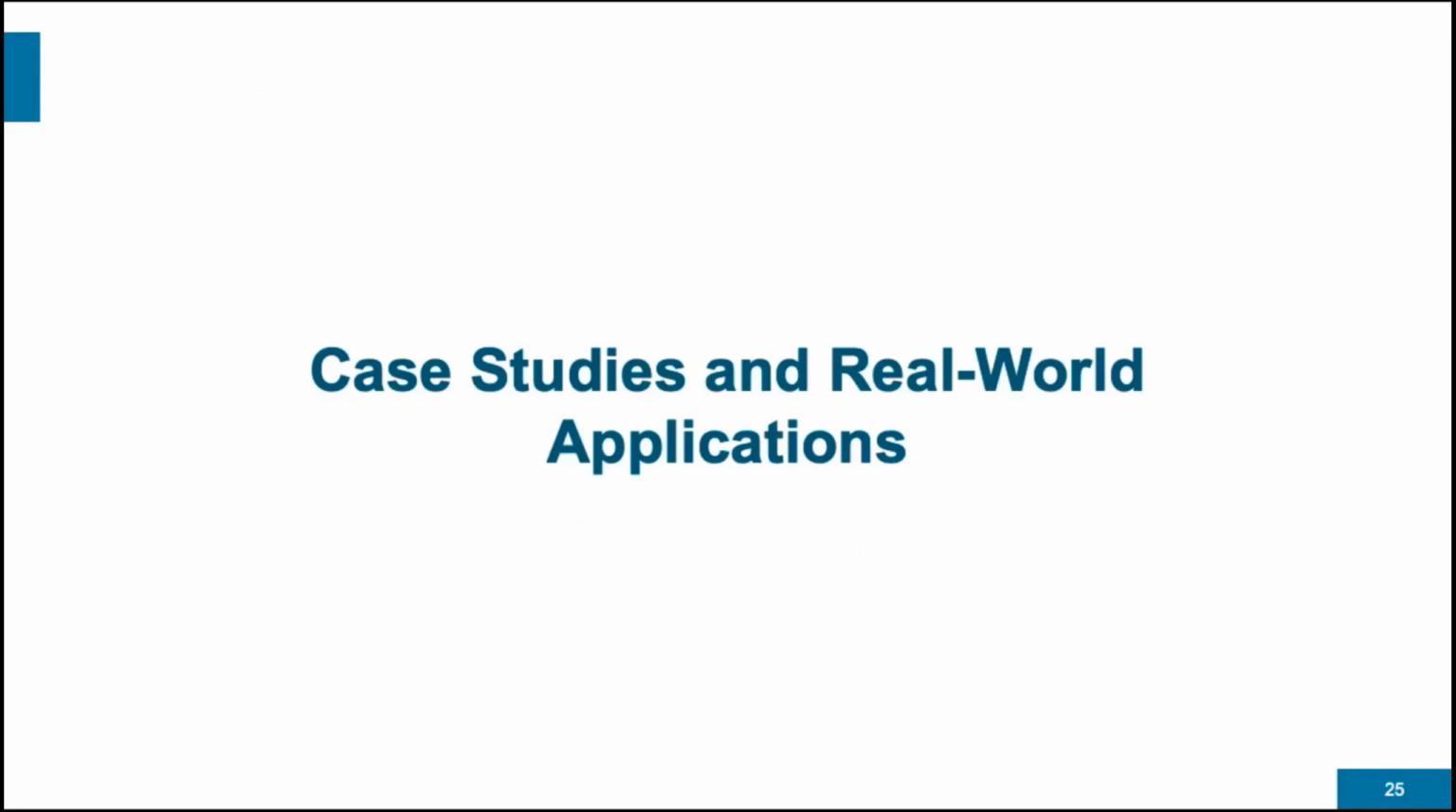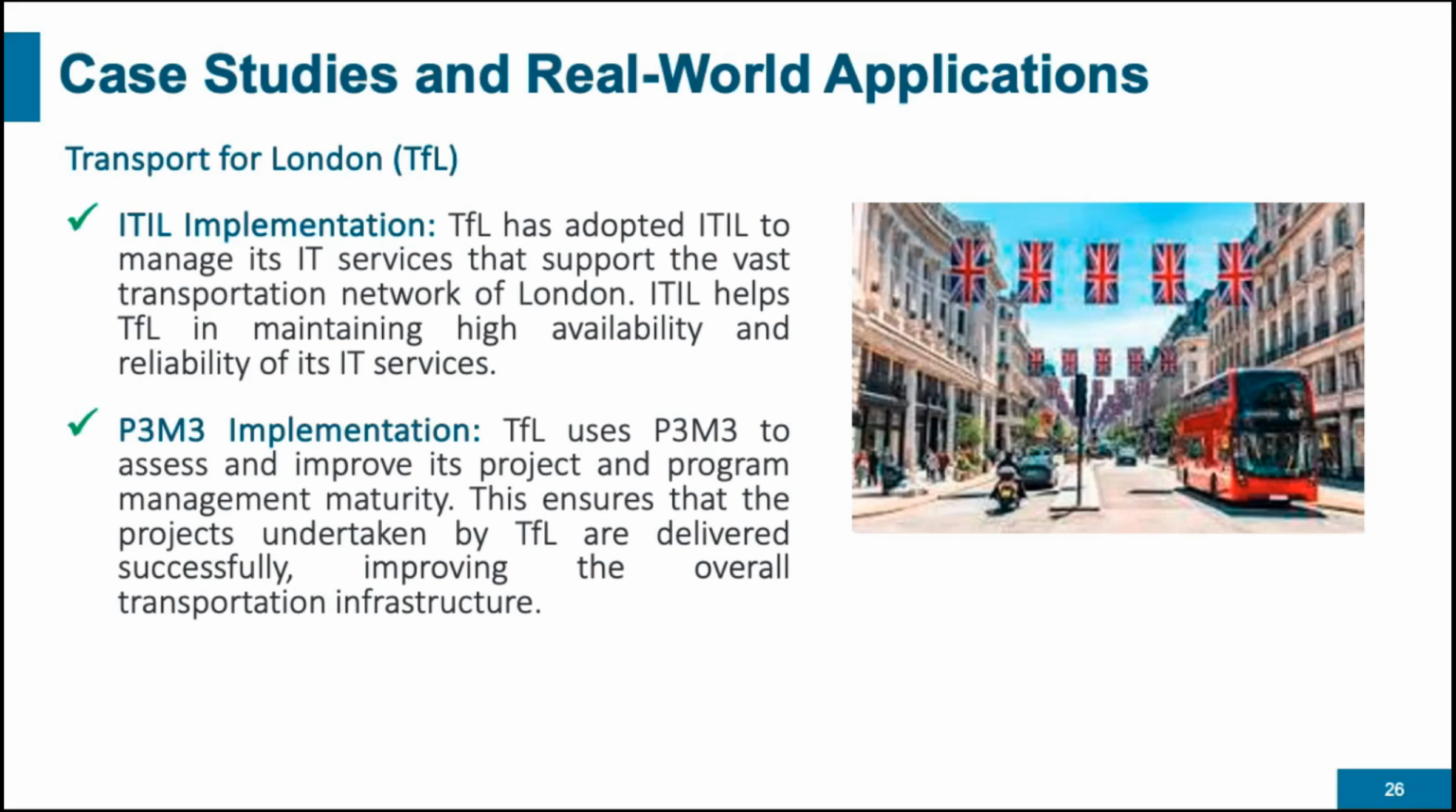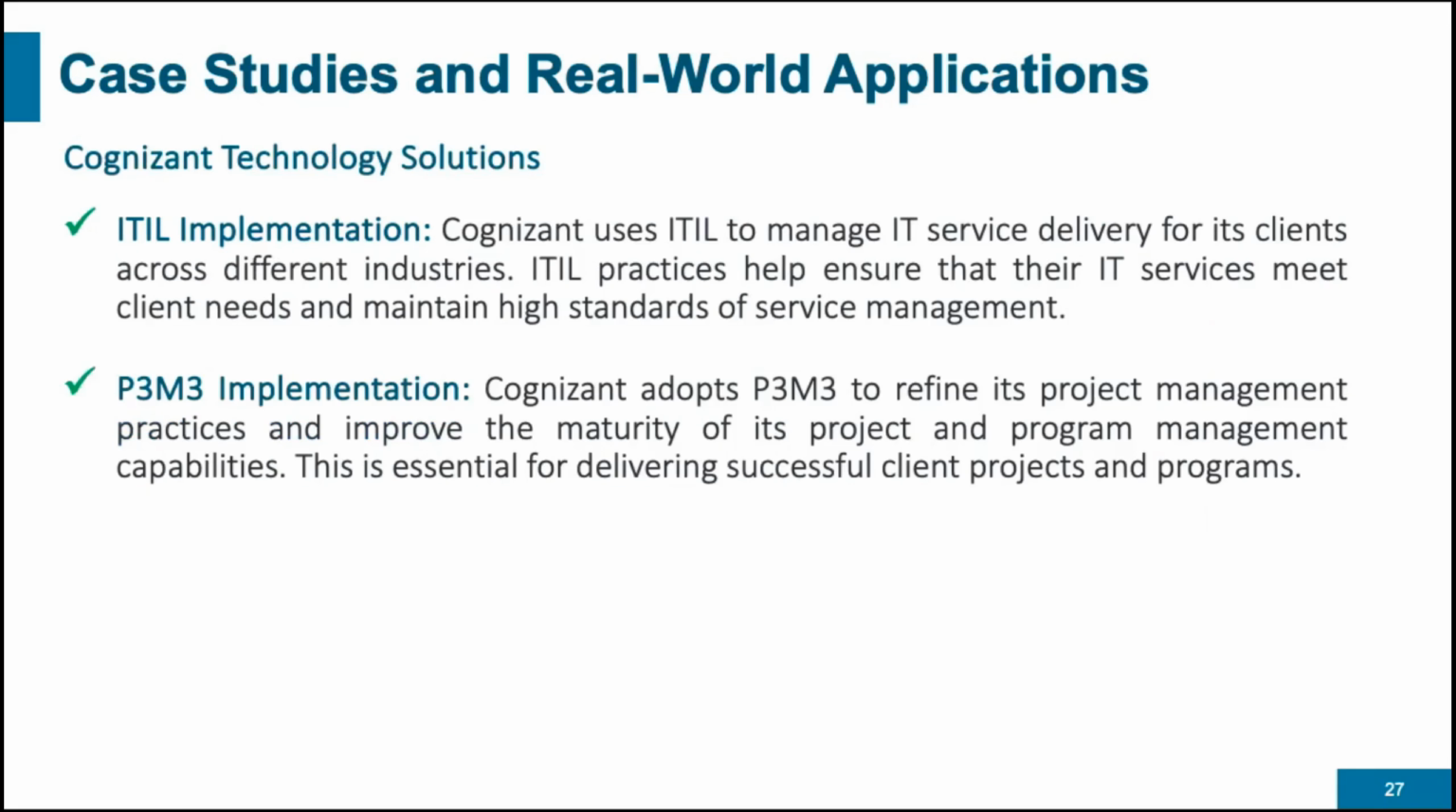Here we have some case studies and real-world applications. As I said to you, the ITIL maturity model has existed now for quite a long time. The last version was created just after the release of ITIL 4. And we are in version 3 of P3M3, released in 2021. So we already have some real cases, for instance Transport for London. They used ITIL to manage their IT services, but they also used P3M3 to assess and improve their project and program management maturity, and it led to some real savings.